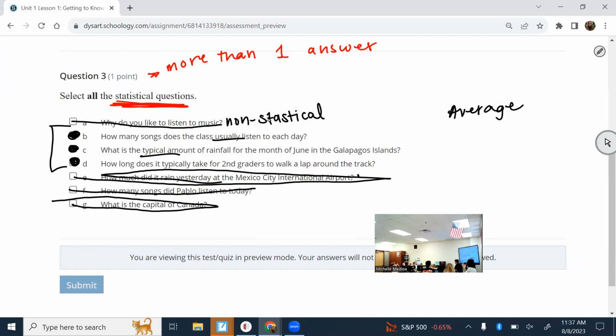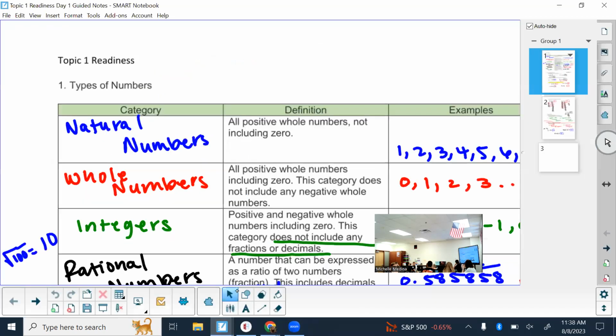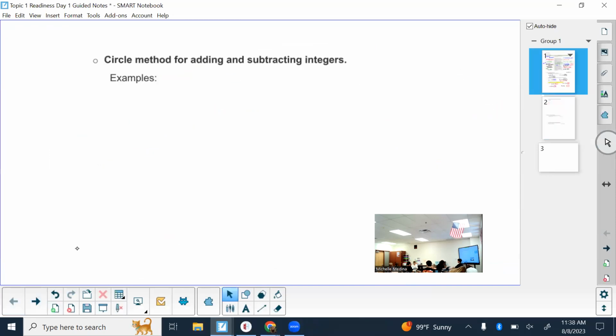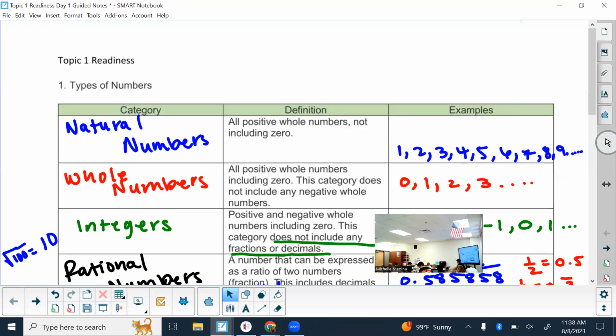All right, questions on that? Or on anything else before we move on? All right, then go ahead and take out this paper from yesterday. We did some examples of topic 1 readiness. We're going to continue today. If I remember correctly, we did the entire front. We just have to do the back now.